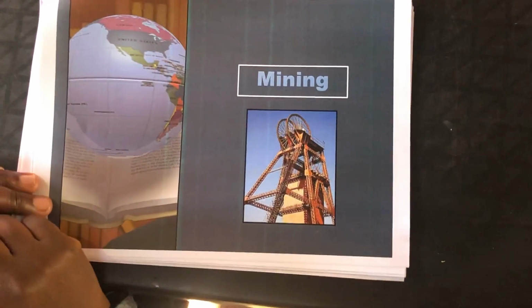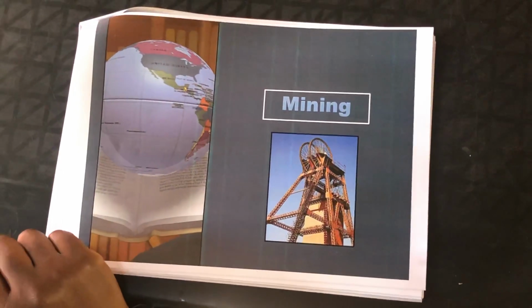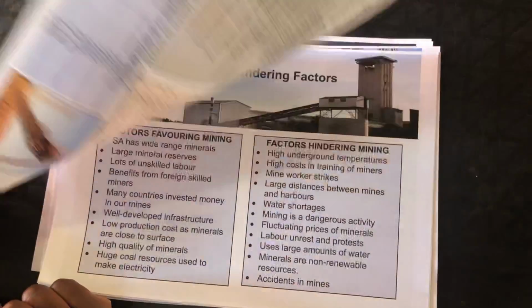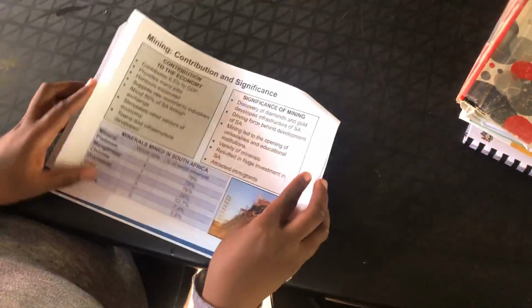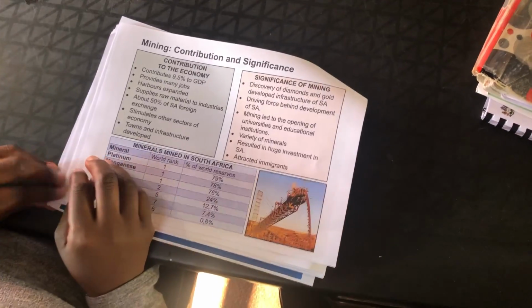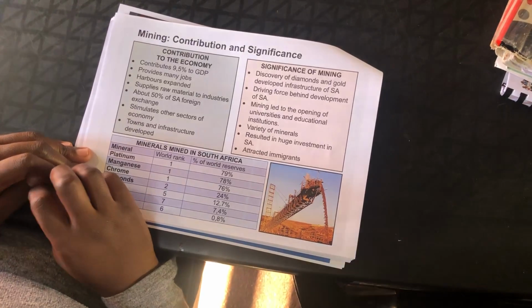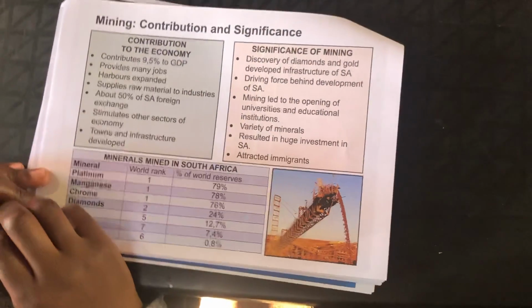Now, when we are also looking at these economic activities, the primary activities, having looked at agriculture, we also look at mining. Mining is also a primary activity because it's extraction of minerals from the ground. And mining has made a lot of contribution within the economy. It has contributed about 9.5% to the GDP.